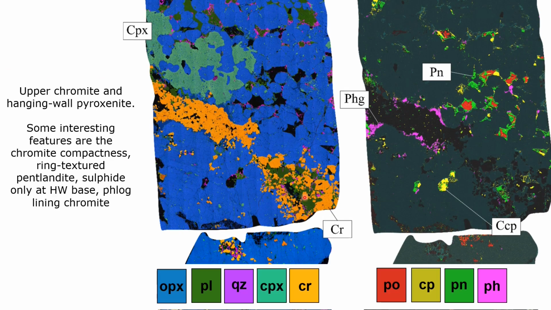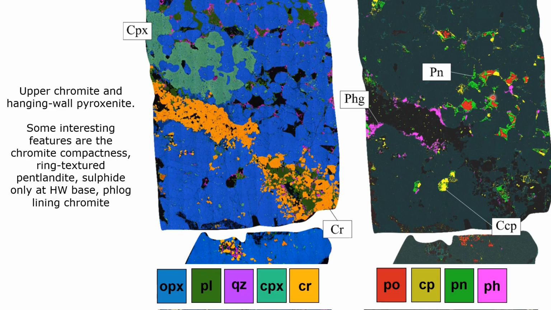Now, you may notice that the upper chromatite is far more discontinuous and compact than the lower chromatite, but it is also partially lined by phlogopite on both its lower and upper margins, and it also contains traces of chalcopyrite, pentlandite and phlogopite within it, but very little pyrrhotite.